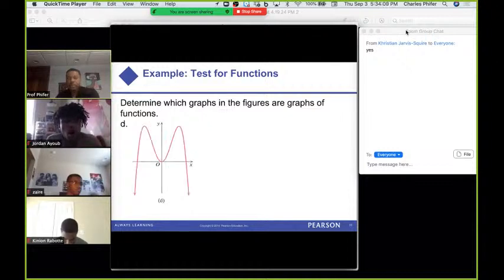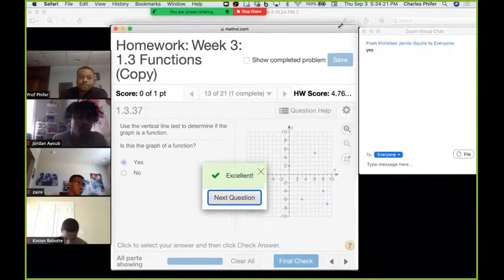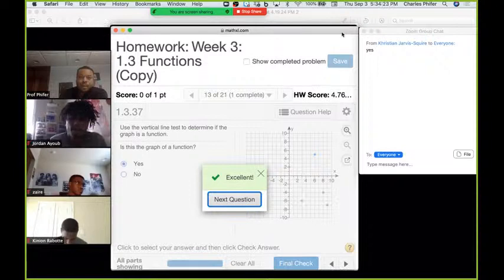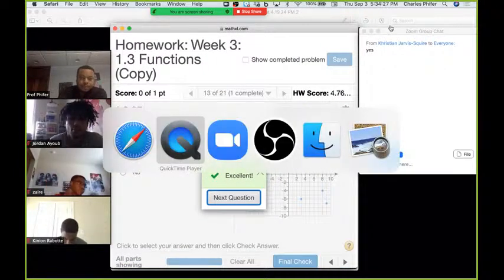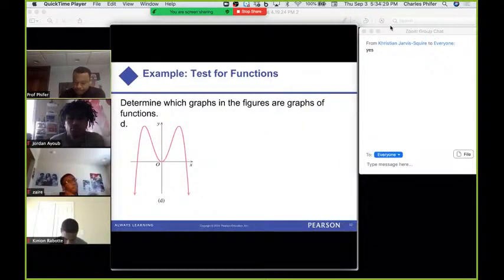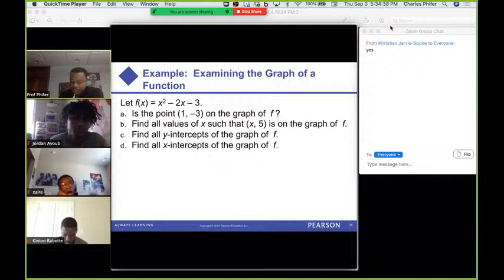Is this a function, yes or no? Yes, right? So yeah, no matter where we draw a vertical line, it only touches the graph once. Okay, so then we have this example on examining the graph of a function.